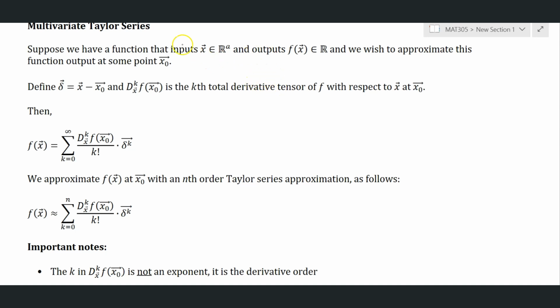We are now ready to take a look at the multivariate Taylor series. And as I mentioned in the previous video, there's some notation that we need to really weed through to make sense of it. But once we get it, it's pretty straightforward.